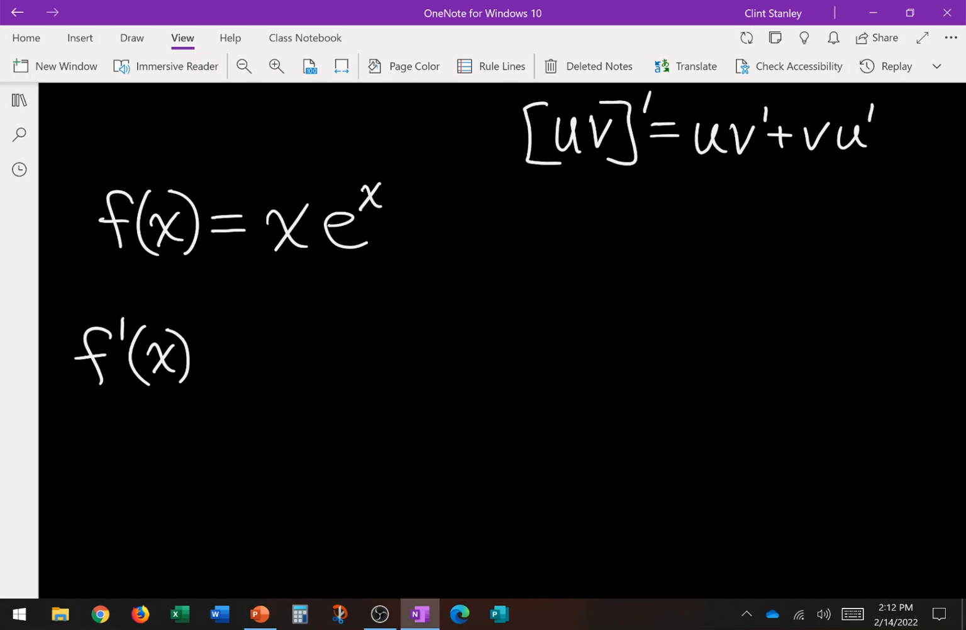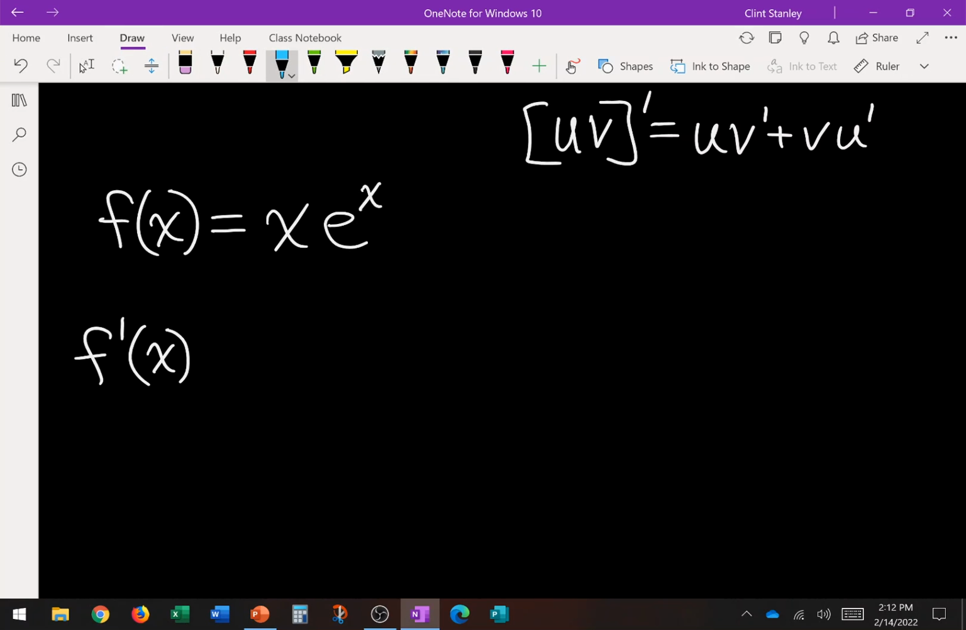So here we're thinking about x being our first function, e to the x being our second function. So we would take the first one, x, write it down, and then we need v prime, so we need the derivative of e to the x. That's e to the x. And plus, we write down the second one, and then we need the derivative of x, 1.